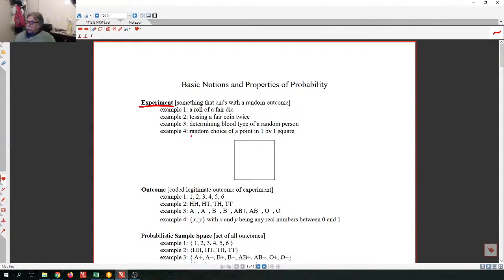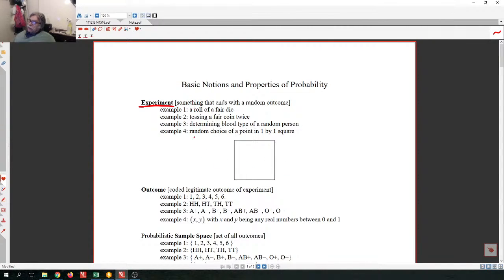And another example, let's say a random choice of a point, any point from a 1 by 1 square. You can achieve that, for example, if you are throwing darts into some board that has a 1 by 1 dimension, let's say a foot or whatever else you like, maybe an inch in this case. So that would also end up with a random choice of a point, right?